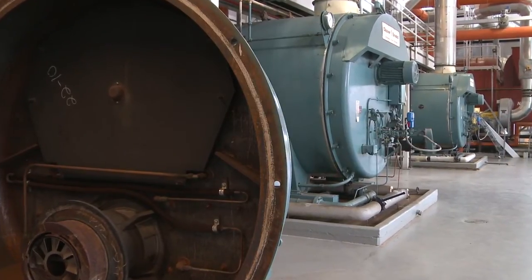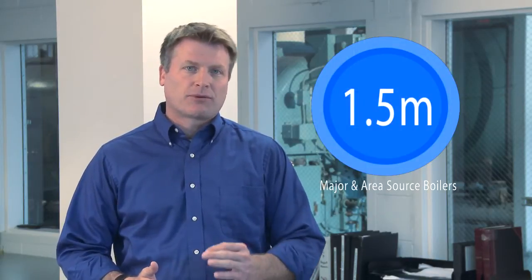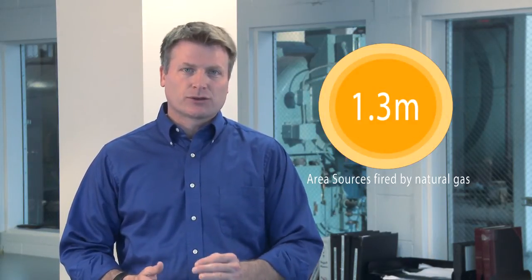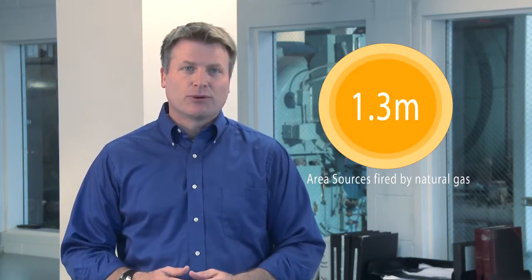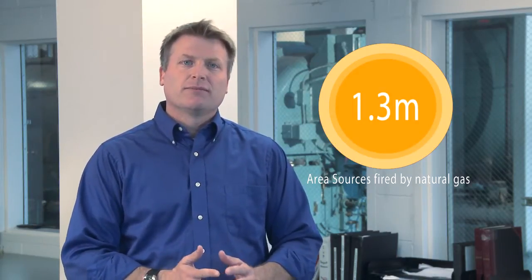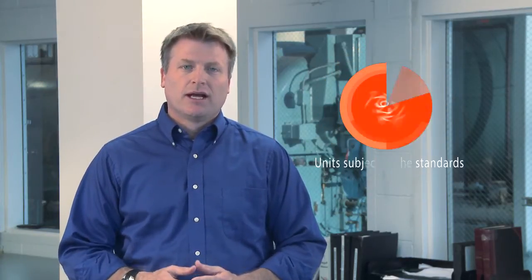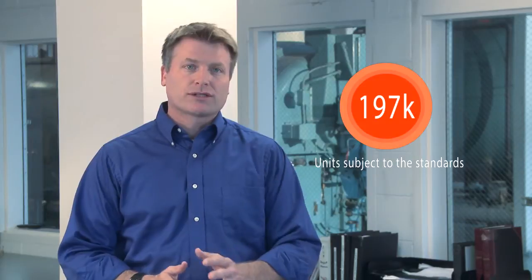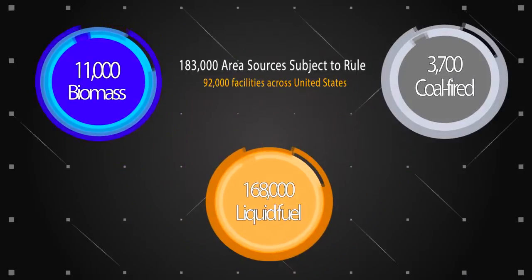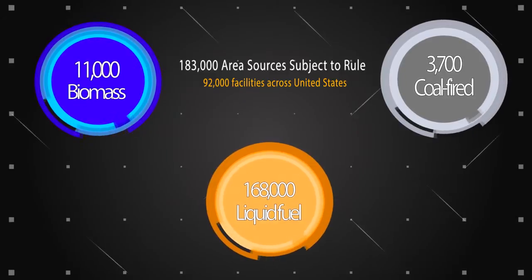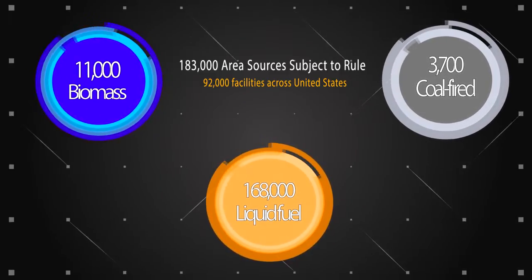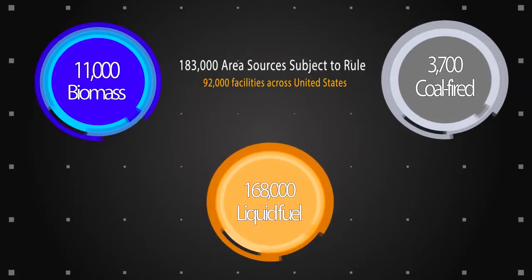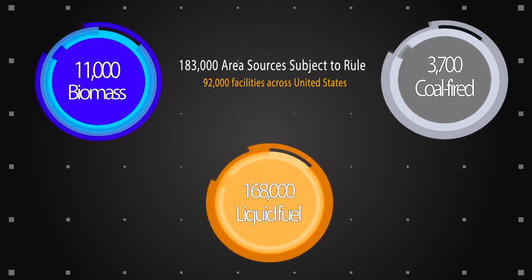So let's look more closely at the types of boilers we're focusing on. Of the 1.5 million boilers, 86%, or approximately 1.3 million, are area source boilers fired by natural gas. These boilers emit little pollution and are therefore not covered by the final standards or the rule adjustments. The remaining 197,000 units are subject to the boiler rules, and of these, approximately 14,000 are major source boilers. That leaves roughly 183,000 area source boilers located at nearly 92,000 facilities that must comply with the standards. Requirements will vary depending on the size of the boiler, the type of fuel burned, and whether it is a new or existing unit.